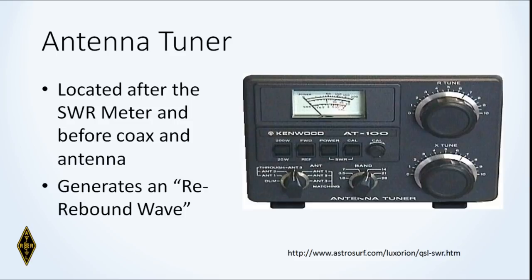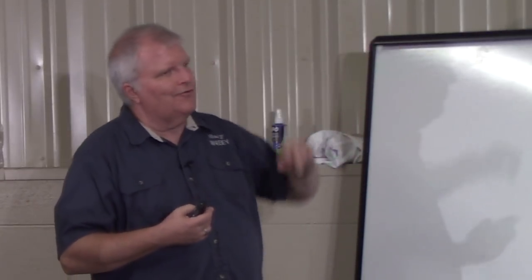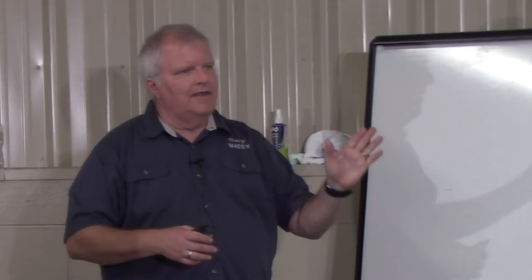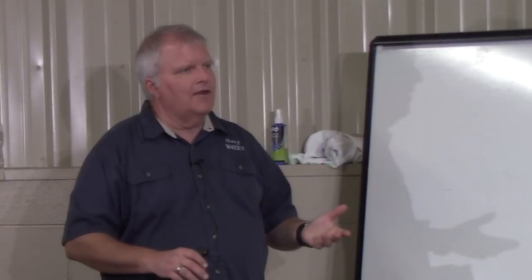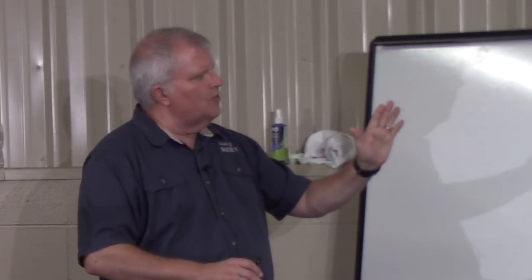Well, we talked about the rebound wave, the ocean coming in and the energy coming back out. Well, you can generate what I call a rebound wave. If you put one of these boxes between your transmitter and the transmission line going out to your antenna, you can fiddle with the knobs here. You're doing some impedance matching and generate another wave. So you've got energy going out, let's say 25% is coming back, but it hits the antenna tuner and is reflected back out to the antenna again. Then the same thing happens again. And it's back and forth and back and forth.